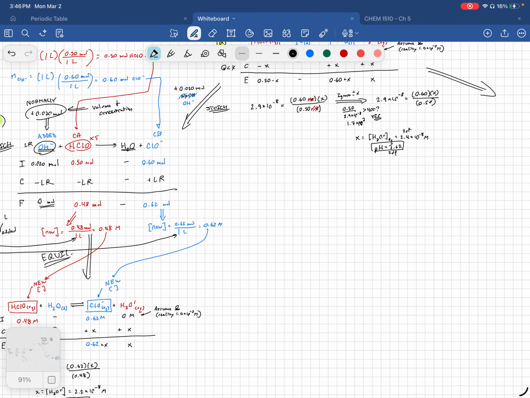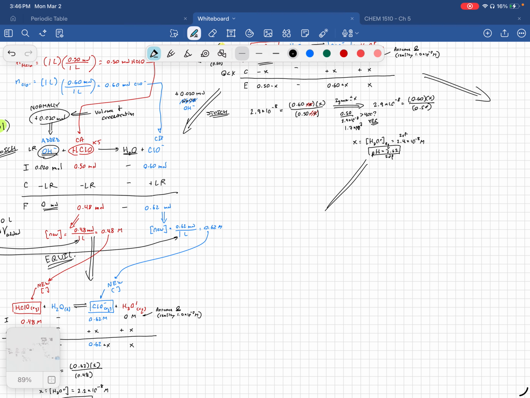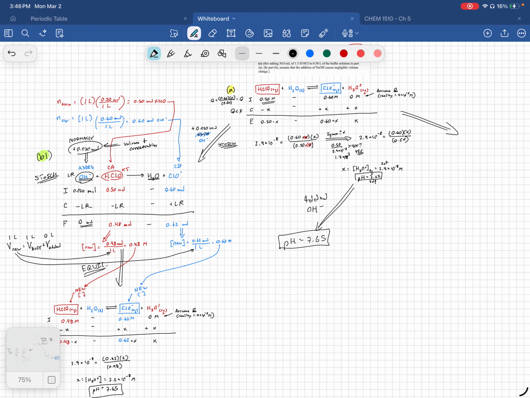So note, we added OH minus, and the new pH is 7.65. So you'll note it did become more basic, but not directly because of the added OH minus. It instead changed because the amounts shifted by that amount of OH minus between the conjugate acid and conjugate base.